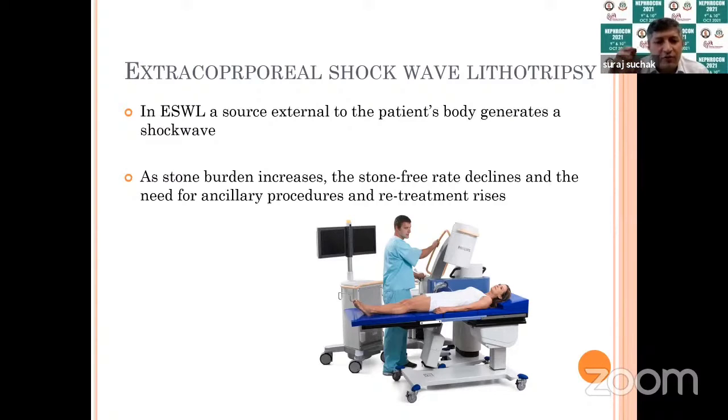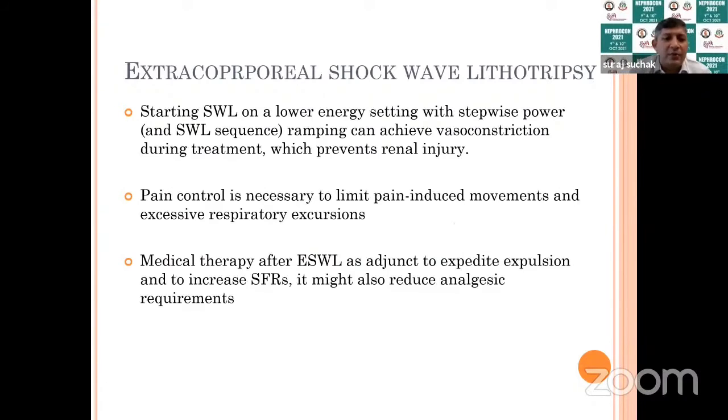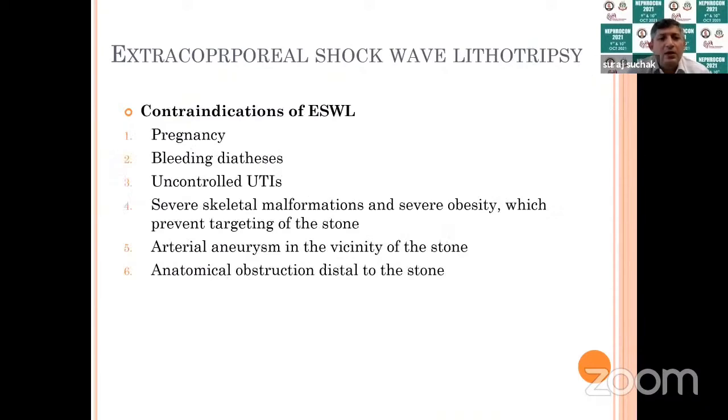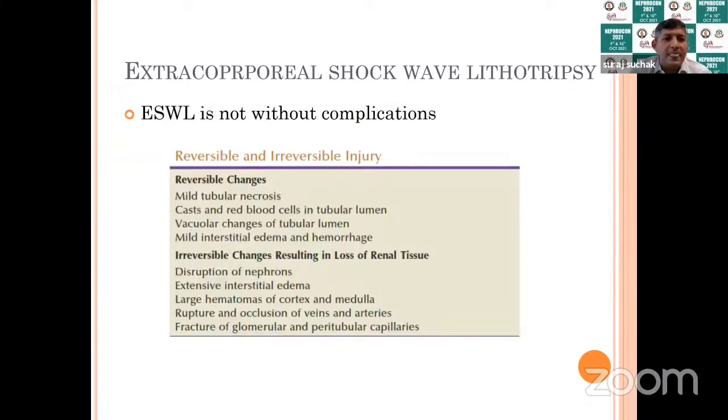Due to this shockwave focusing onto the stones, they will crumble, and over time, the patient will pass these stones in urine. Sometimes it may be important to place a stent for these patients if they are having any obstruction. So the contraindications for ESWL are pregnancy, bleeding diathesis, uncontrolled UTIs, malformations, even very morbid obesity sometimes may be difficult for us to target the stone within the kidney.